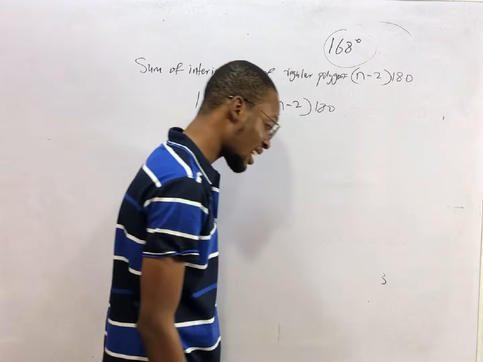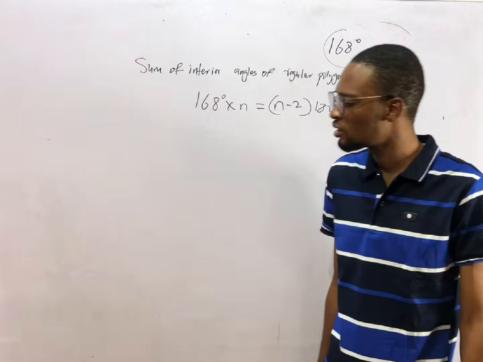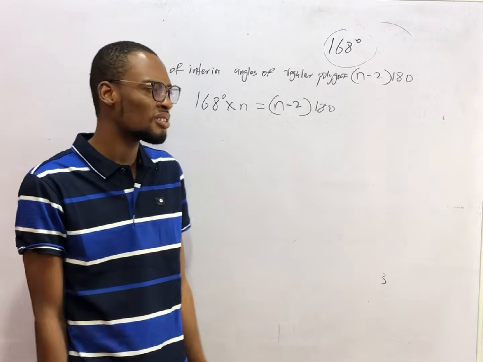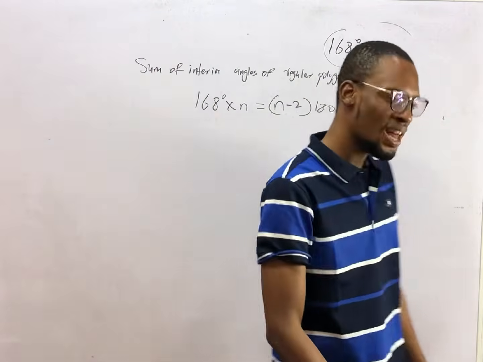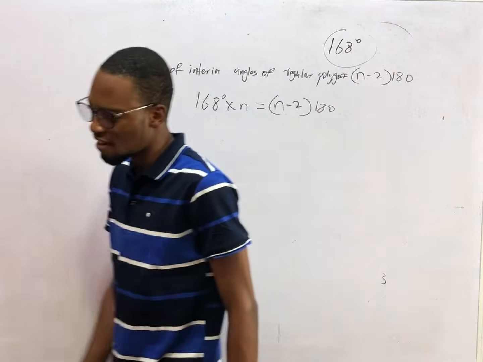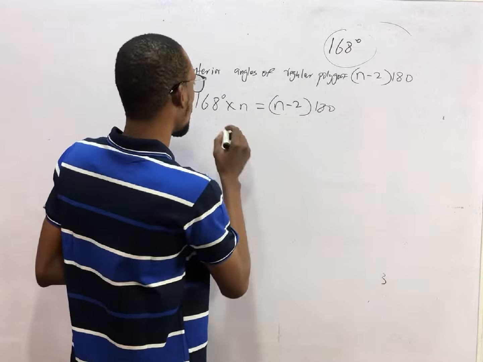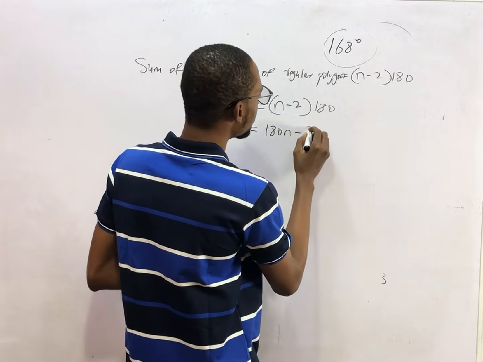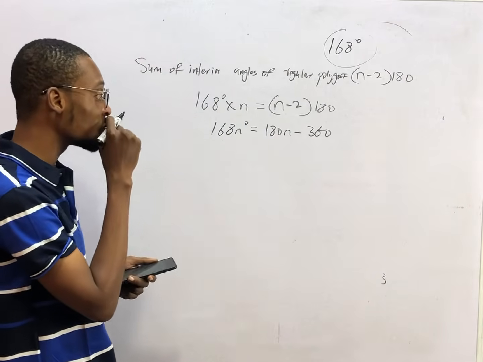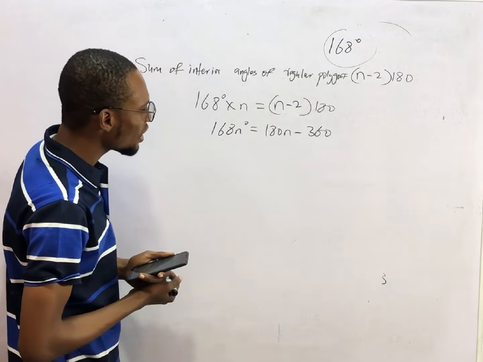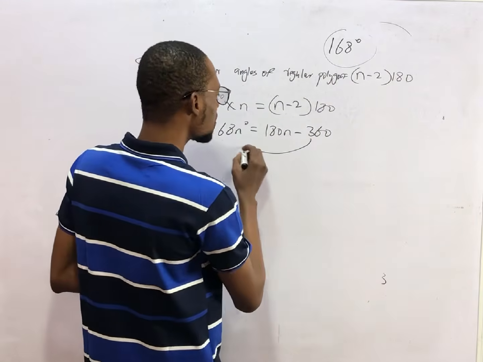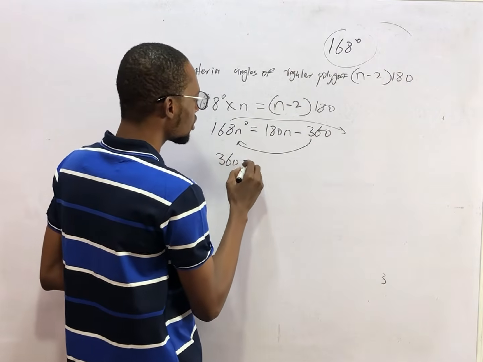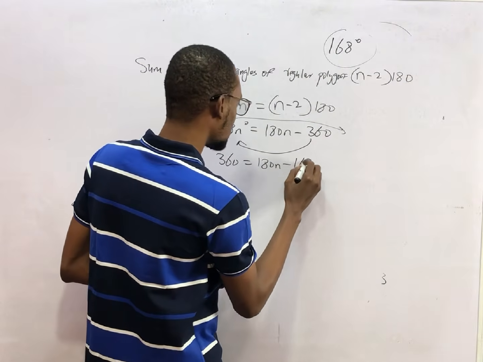A polygon with 3 sides, that's triangle; 4 sides, quadrilateral; 5 sides, pentagon; 6 sides, hexagon; 7 sides, heptagon; 8 sides, octagon; 9 sides, nonagon; 10 sides, decagon. So from here, 168n degrees equals 180n minus 360, because 180 times 2 is 360. Collecting like terms, taking minus 360 to this side and 168n to this side, we simply have 360 equals 180n minus 168n.